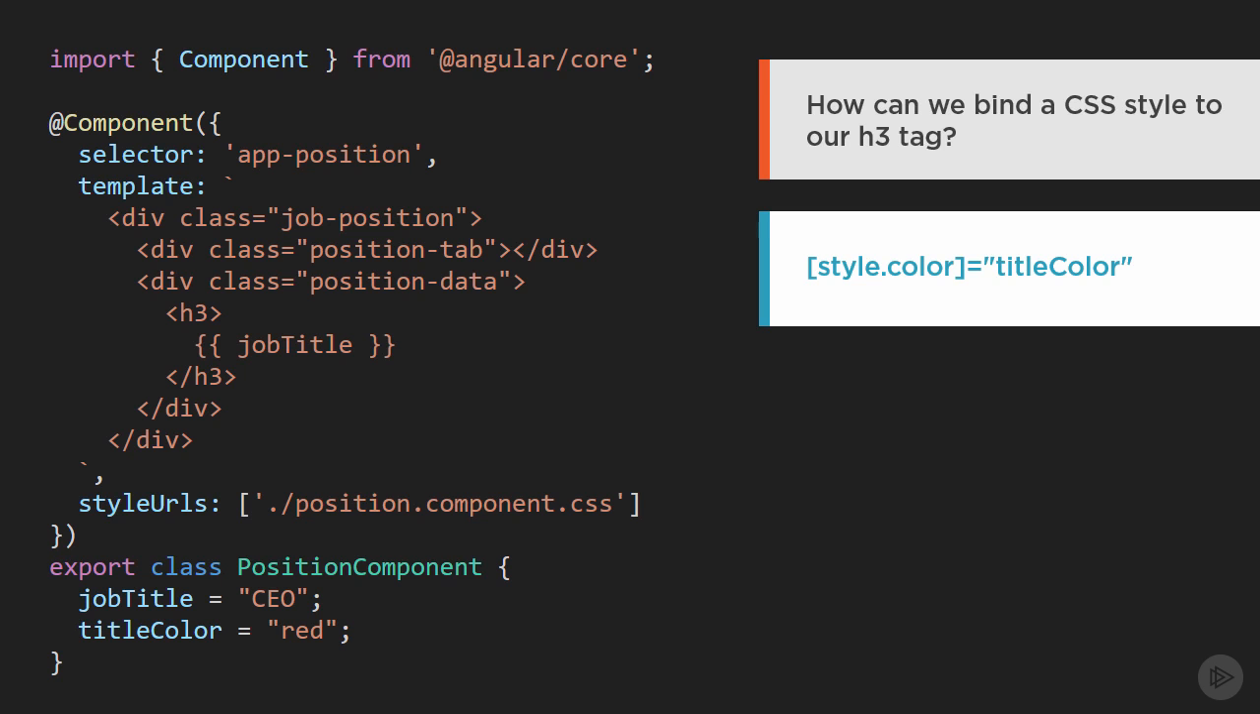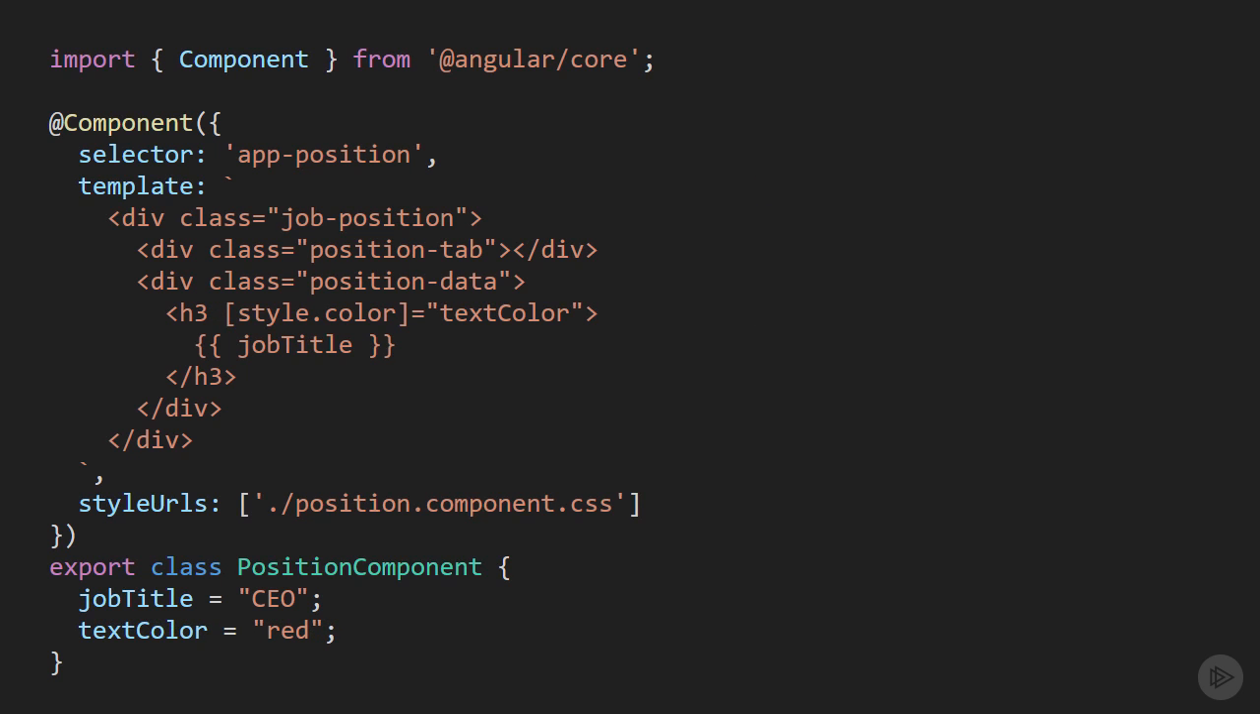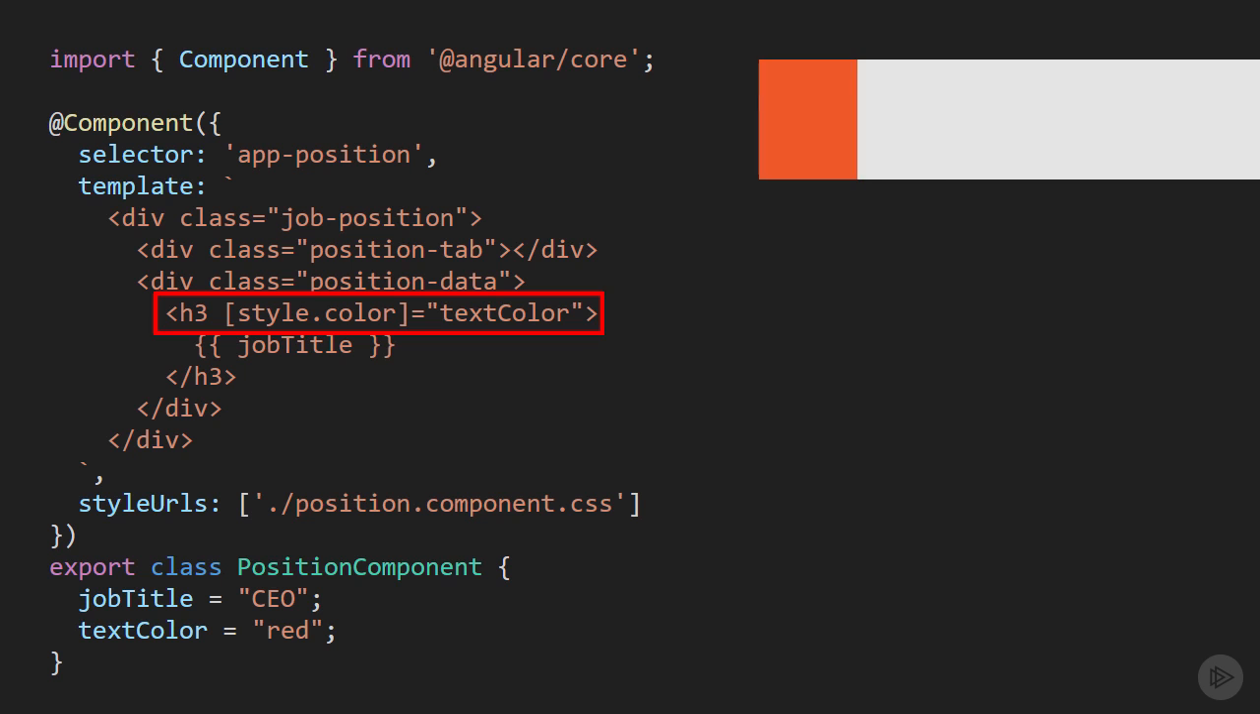And because we're binding, the Angular compiler kicks in and we specify an expression. In this case, title color. So looking at our H3 tag now, we're setting style.color, we're binding to it, and we're setting it to title color. What shows in the browser?